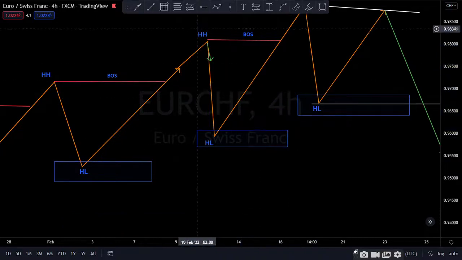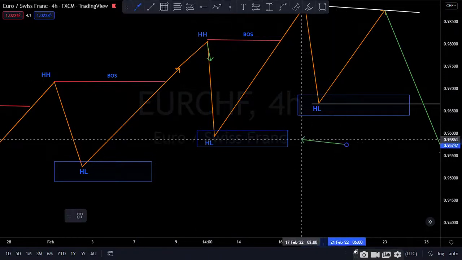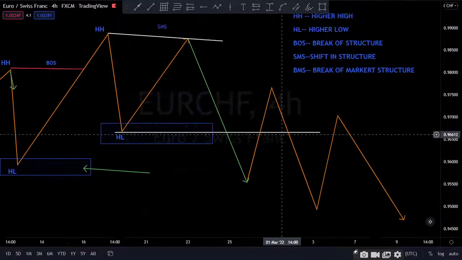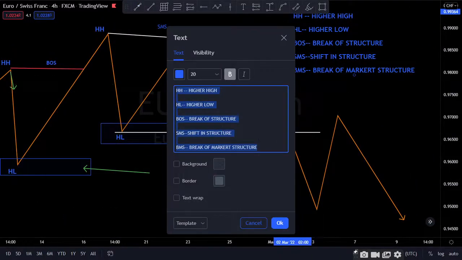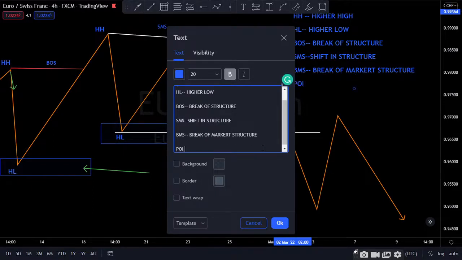Good. Now this area is called point of interest. Let me add it here. We normally call it POI. So POI is point of interest.